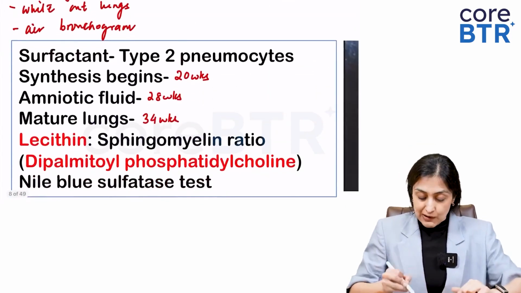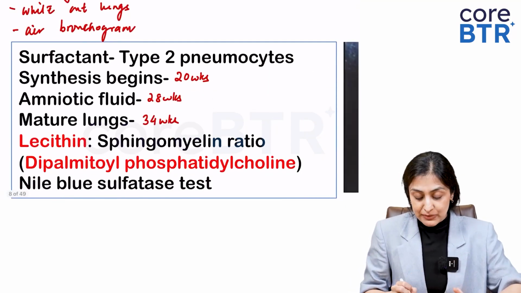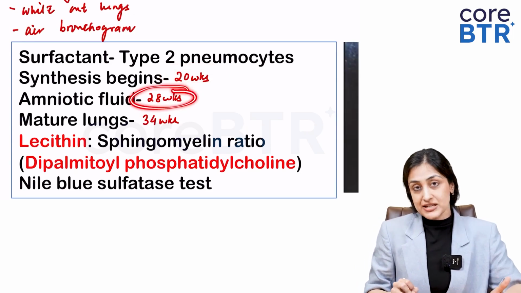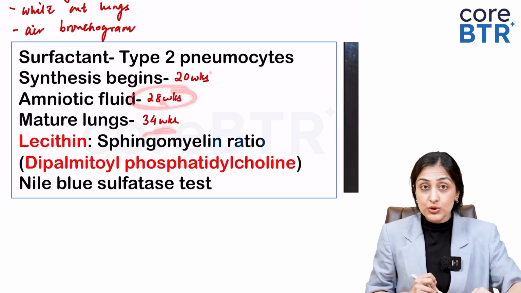Okay, so now how to remember these three numbers? You remember viability has two cutoffs. Universally it's 20 weeks, in India it's 28. So that's how you can remember. 34 we know. Right.